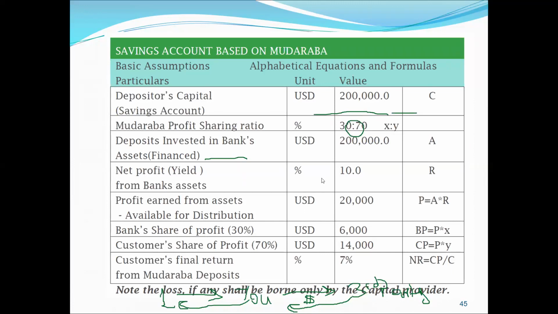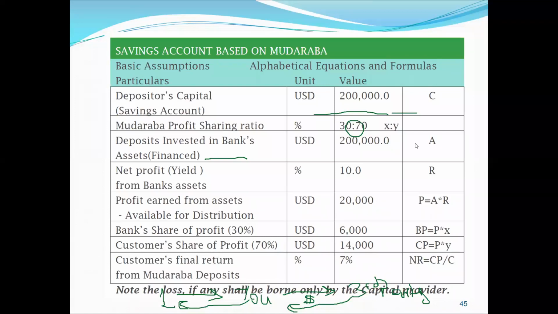Net profit means in here, guys, let's say the bank invested and generated $20,000 net, which means excluding all different types of costs. So this $20,000 is a pure profit after adjustments. Then this $20,000 should be shared between the bank and the customer. The bank gets its 30%, and the customer will get its 70% of the profit.